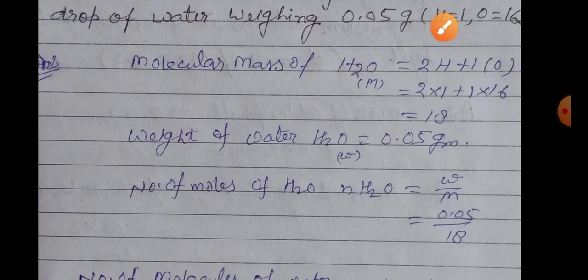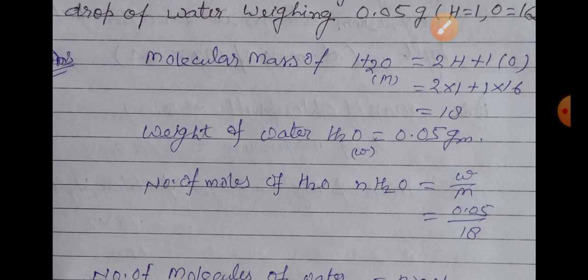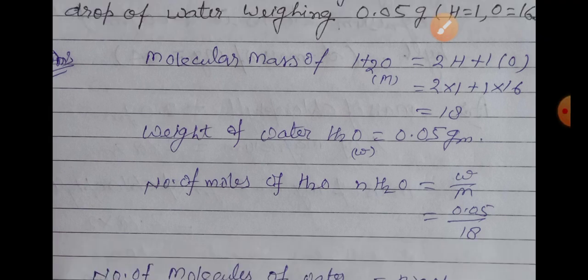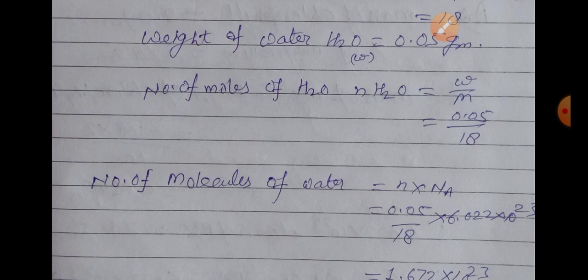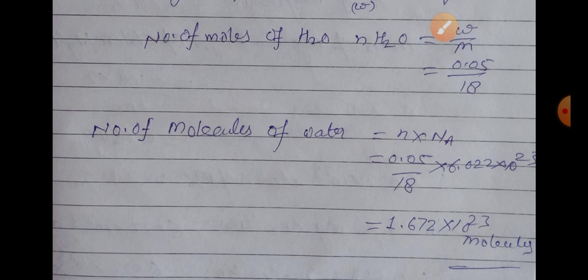Then first of all we calculate the number of moles of water molecule. You already know the formula. If molar mass and weight of substance are given, then we calculate the number of moles. Number of moles of water molecules equal to W upon M, weight of water molecule upon molar mass, that is 0.05 divided by 18. This is the number of moles. For sake of simplicity, we keep it unchanged.